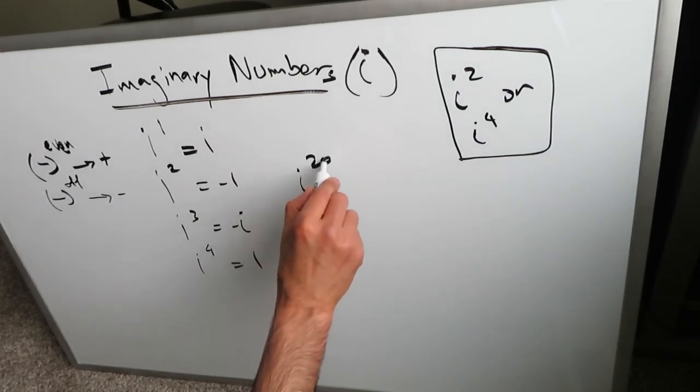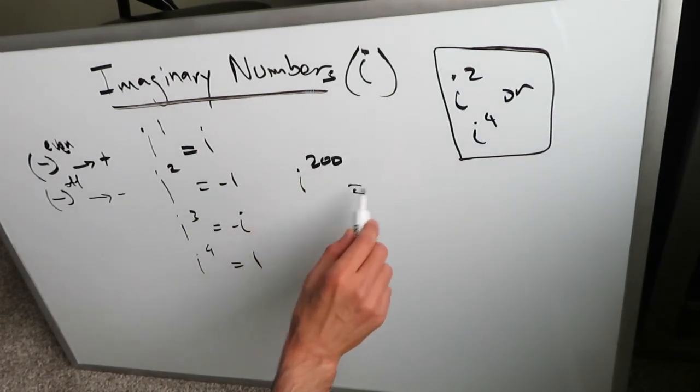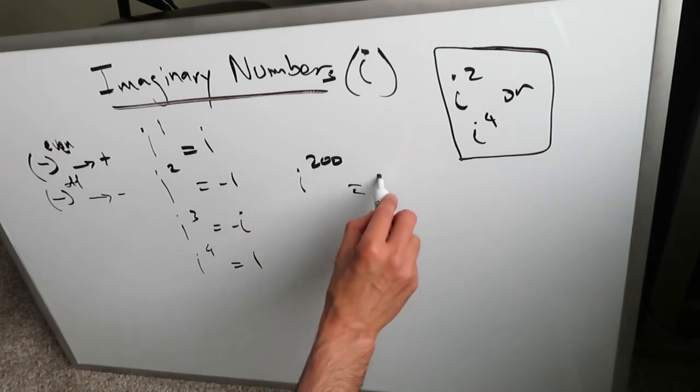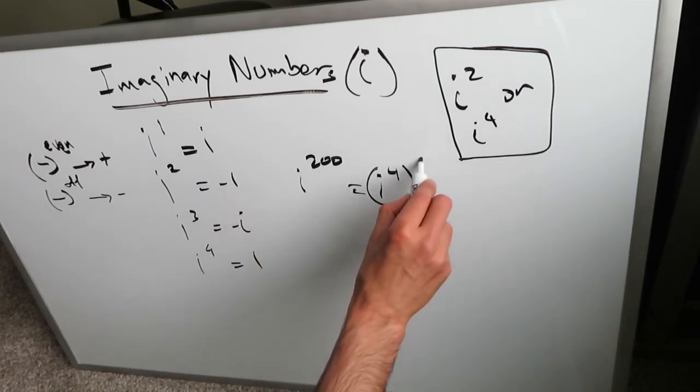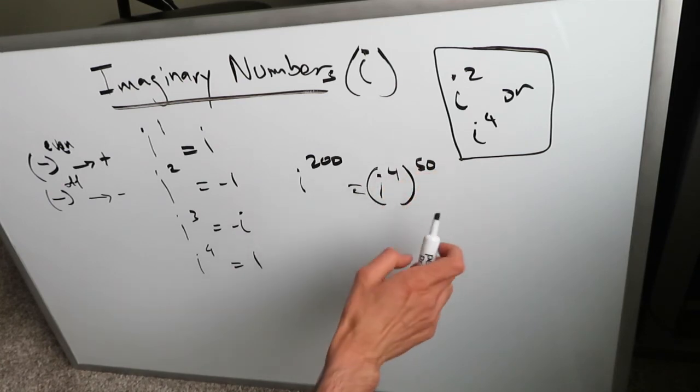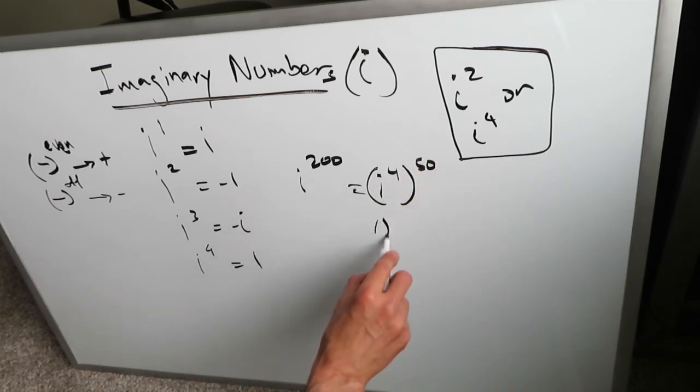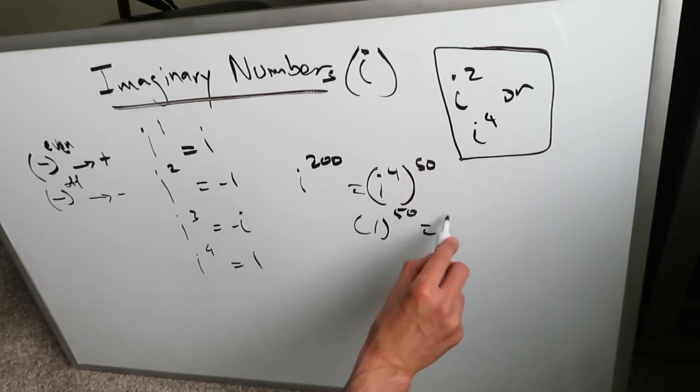i to the power of 200. This should be an easy one. Even number. What is it going to be? i to the power of 4, to the power of 50, isn't it? 4 times 50 is 200. What's i to the 4? It's 1. 1 to the power of 50, simple, 1.